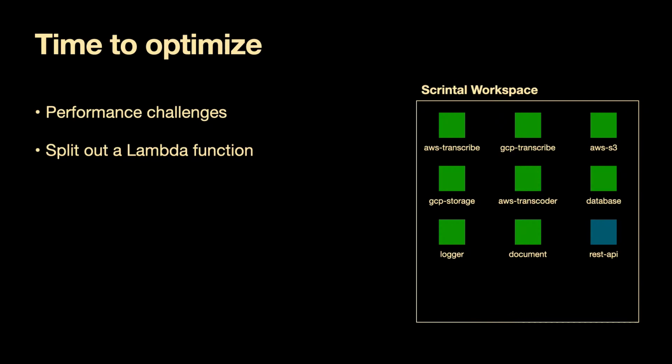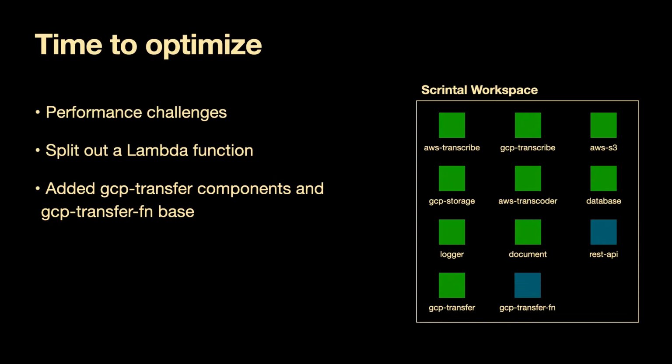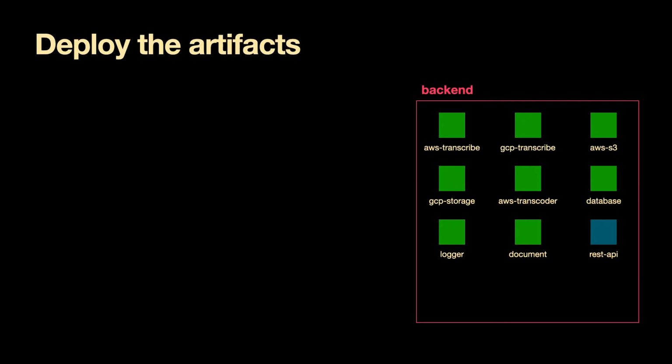And in order to do that, we extracted the file transfer logic into its own component. We also added a new base to expose the service as a Lambda function. So essentially, this base was exposing a function which became the entry point for the Lambda function. Once that Lambda function is called, the base is passing the call to the GCP transfer component and returning the result of that transfer.